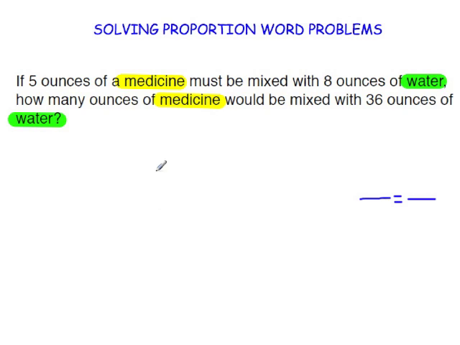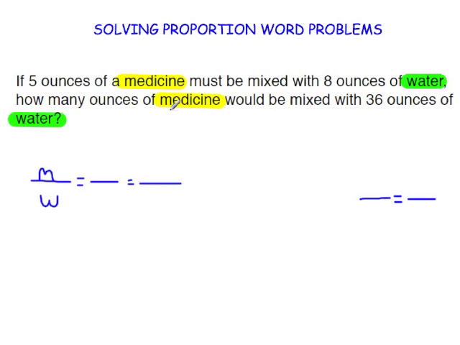call a model. Here I've got highlighted medicine and water. So what I want to compare is medicine to water. Use whatever abbreviations you want, but I like to use the first letter of the word that I'm using. So medicine to water is what I'm going to set up, and I'm going to have two different situations.